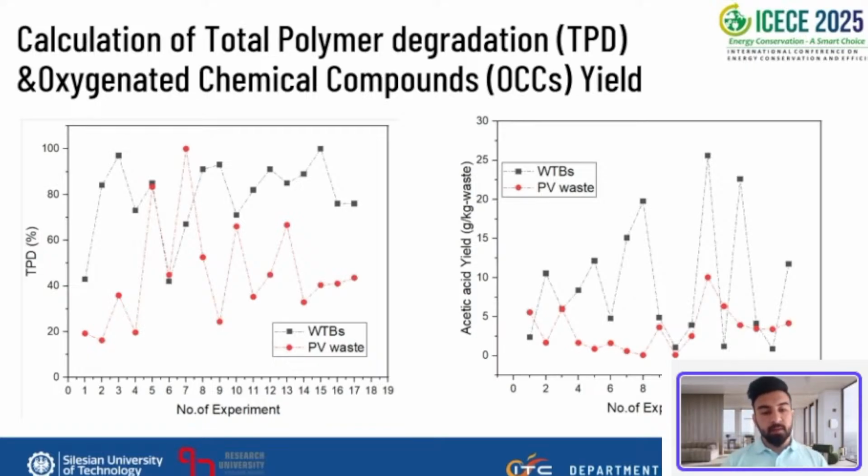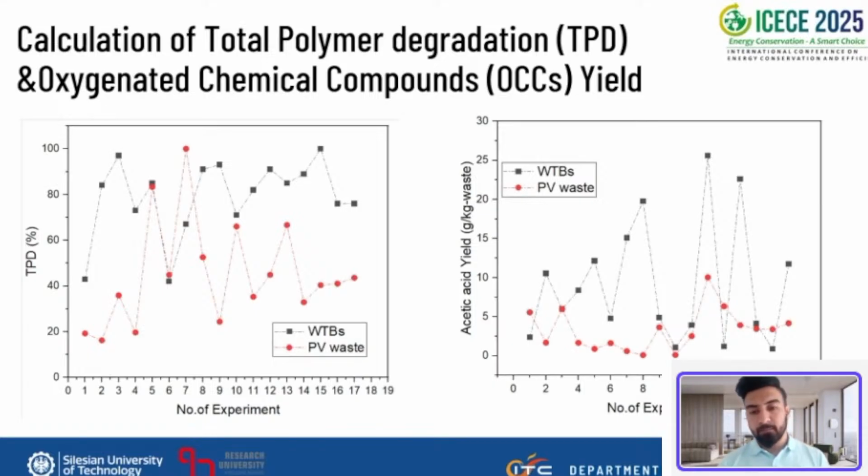In some of the experiments, like experiment number 5, we have comparable and high polymer degradations, mostly reaching 100% and leaving only the intact glass fibers and the recoverable materials behind. But mostly the polymer degradation for PV panels was less compared to the wind turbine blades.